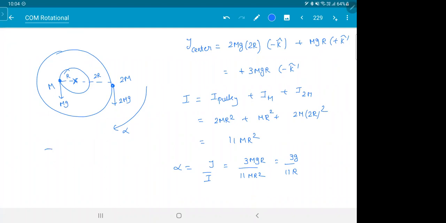So now the accelerations. A of 2m would be 2R alpha, that would be 6g by 11. A of m would be R alpha, 3g by 11. So that is how the accelerations are. Check it out. Ask me if there's any doubt. Any step you didn't get, please ask me.